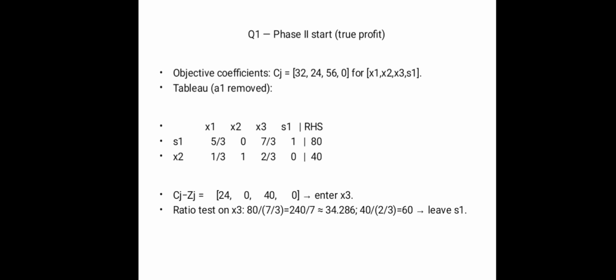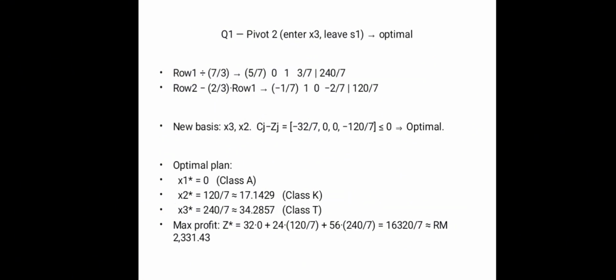For the time constraint, since it's an equality, we introduce an artificial variable, which is a1. That gives 2x1 plus 6x2 plus 4x3 plus a1 equals 240. Because we introduce an artificial variable, we must apply the two-phase simplex method. In phase 1, we minimize a1 to drive it to 0.